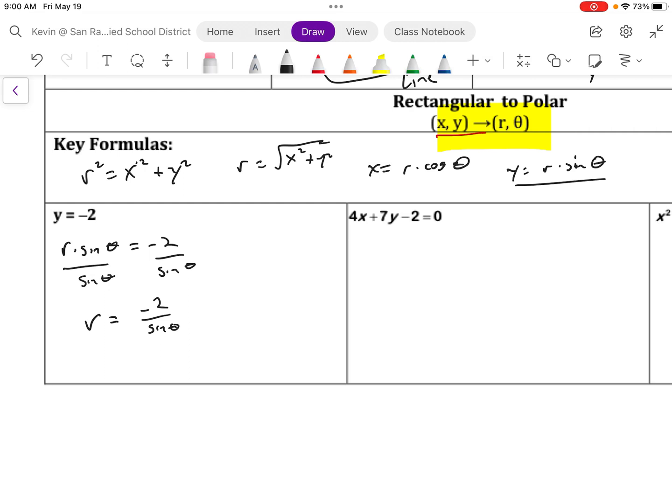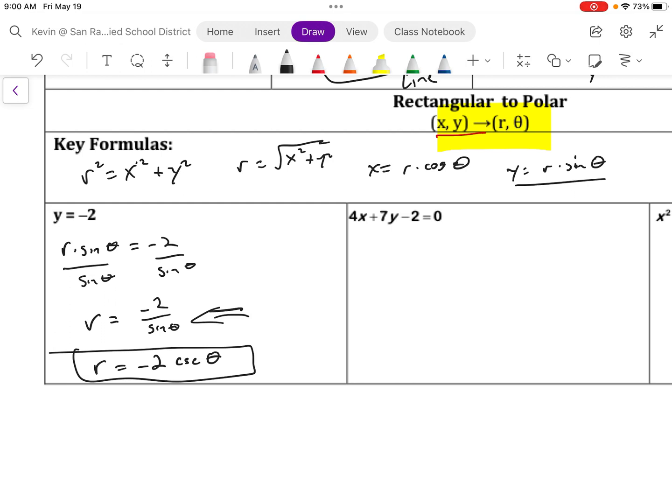That's how you'd want to leave it if you wanted to actually plot points and find r, because you're going to take the sine of different angles. The more simplified way of writing it would be negative 2 cosecant theta. But if we're going to plot the points to see what shape it would be, we would use r equals negative 2 over sine theta.